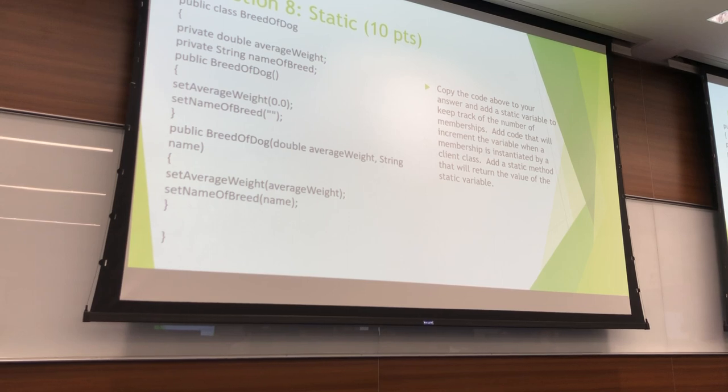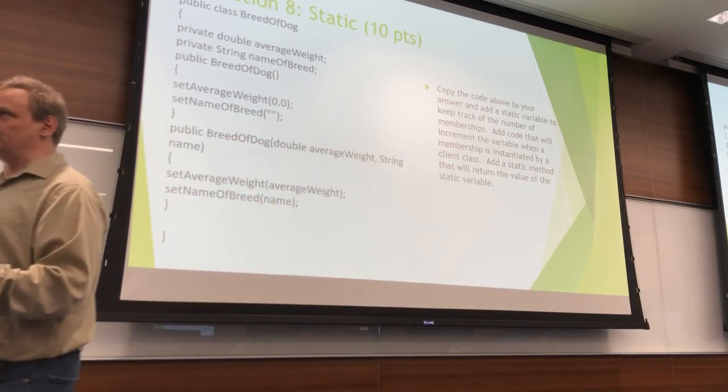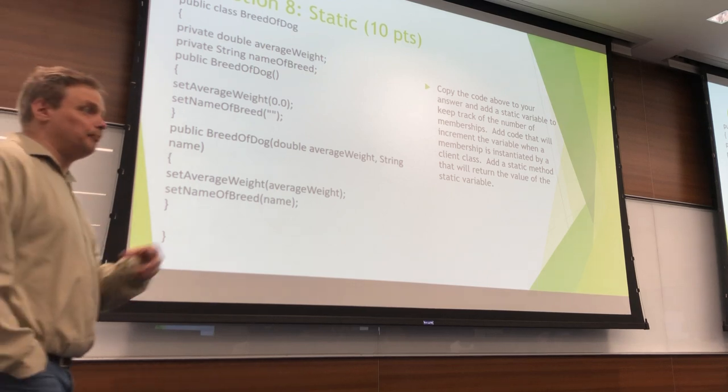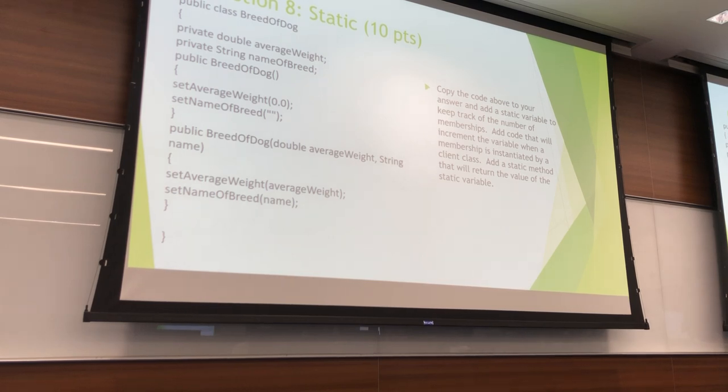Now, we want to add a static method that will return the value of the static variable. Static methods are even more difficult to understand than just static variables. I think by now you've probably got something of an idea of when you have to make a variable static. When you make a method static, you get the advantage that you don't have to have an object of that class in order to call that method. That's why main is static, by the way. Because the JVM, when it goes to run your class, doesn't want to call a constructor.